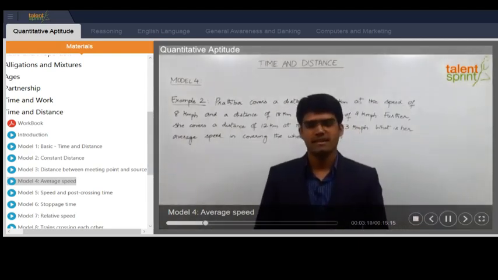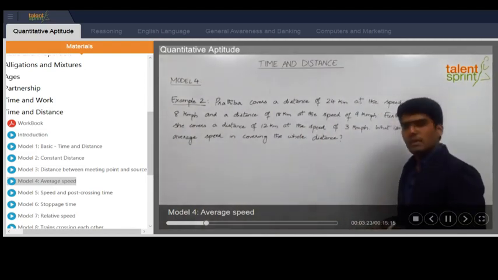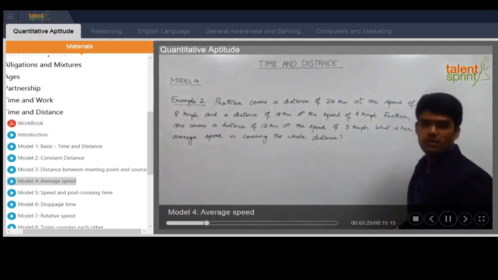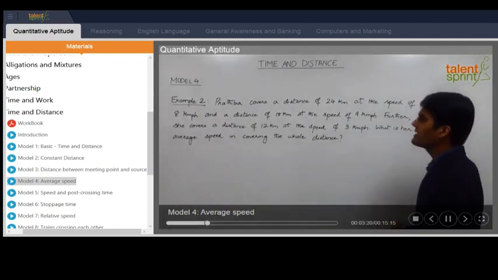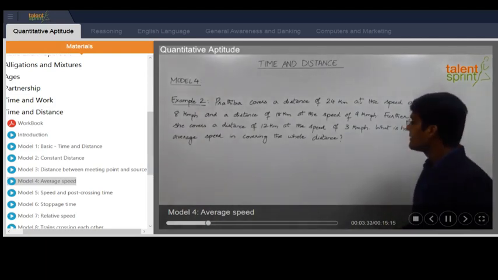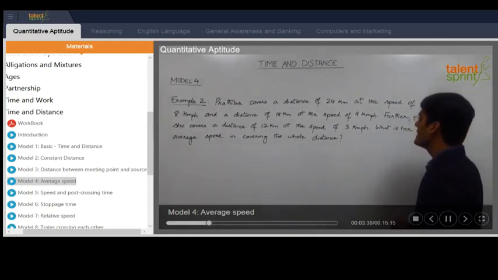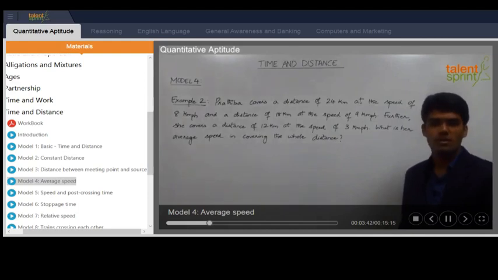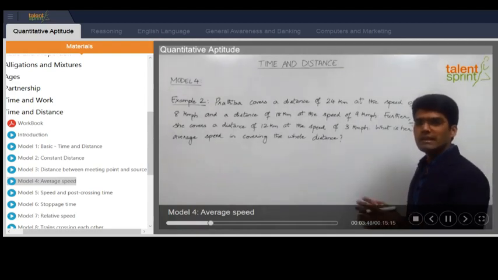Let us now discuss another example from average speed. The question here is: Pratibha covers a distance of 24 kilometers at the speed of 8 kilometers per hour and a distance of 18 kilometers at the speed of 9 kilometers per hour. Further, she covers a distance of 12 kilometers at the speed of 3 kilometers per hour. What is her average speed in covering the whole distance? So again here, we need to find out the average speed of Pratibha, who has covered a distance in 3 different parts.